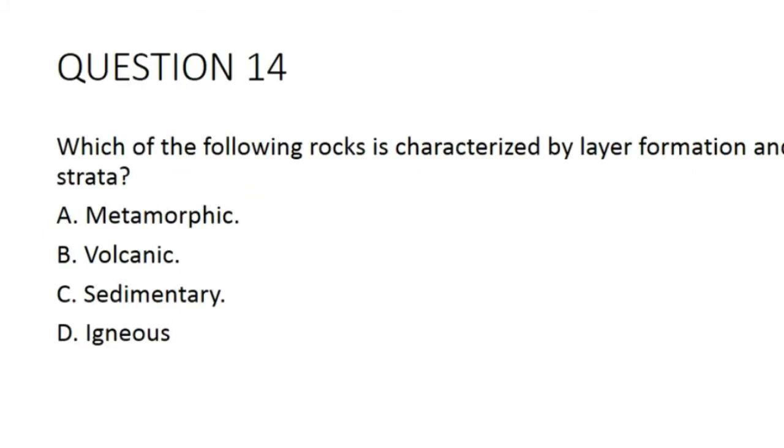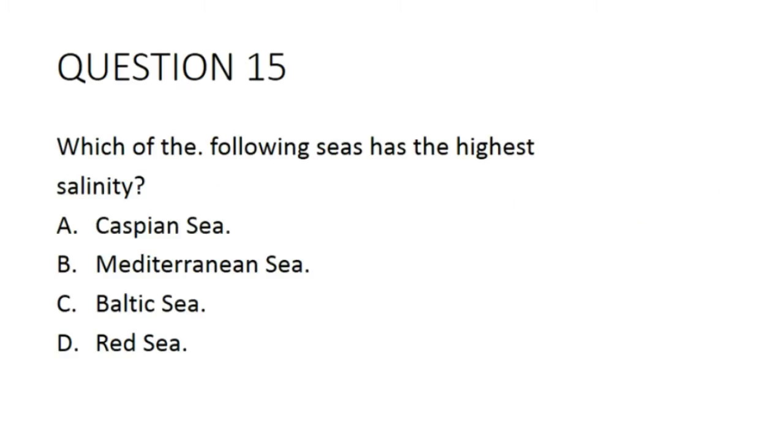Question 14. Which of the following rocks is characterized by layer formation and strata? A. Metamorphic, B. Volcanic, C. Sedimentary, D. Igneous. Sedimentary rocks are the rocks that are characterized by layer formation and strata. Question 15. Which of the following seas has the highest salinity? A. Caspian Sea, B. Mediterranean Sea, C. Baltic Sea, D. Red Sea. The correct option is option D, which is Red Sea.